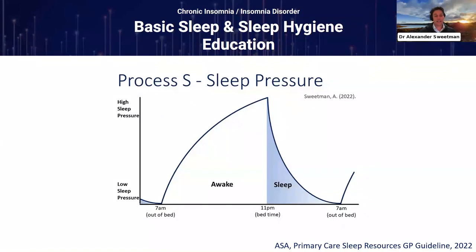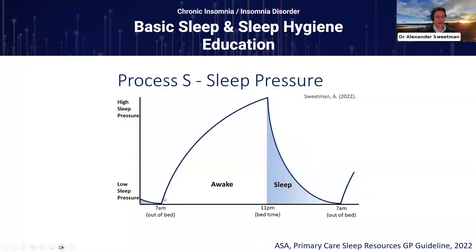Also talking to patients about some of the processes and factors that control the timing and the quality of our sleep. So one of the main processes is process S, or sleep pressure, as this is called. The pitch is that sleep is a biological need, just like food and water. So the longer we go without food, the hungrier we become. The longer we go without water, the thirstier we become. The longer we go without sleep, the sleepier we become as well.